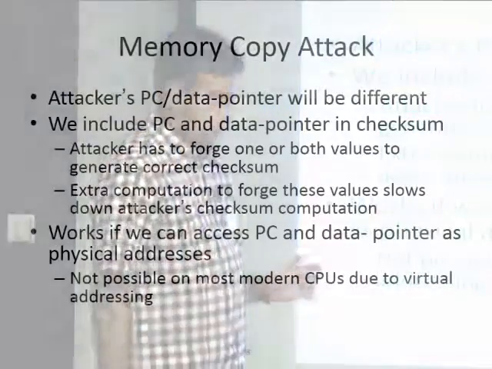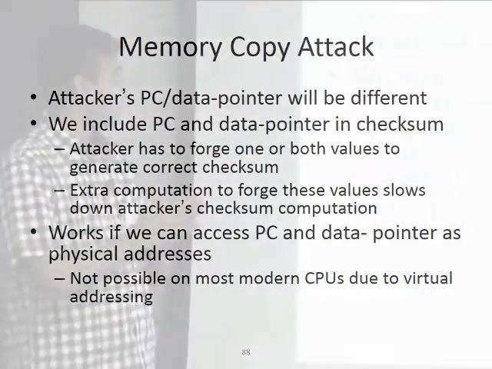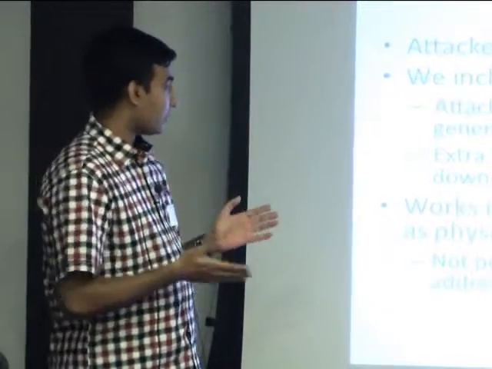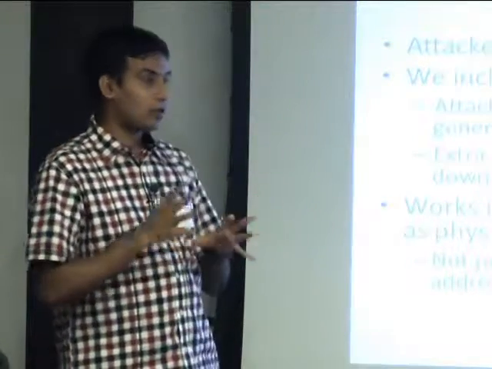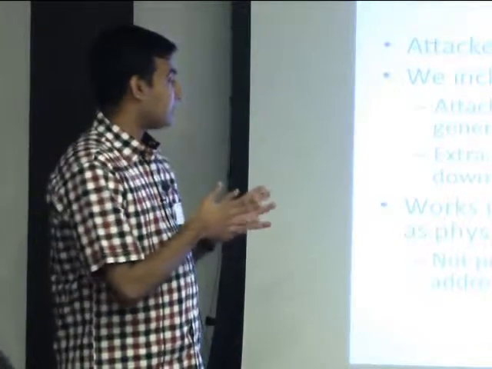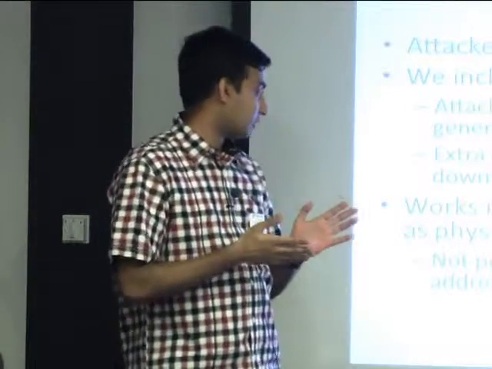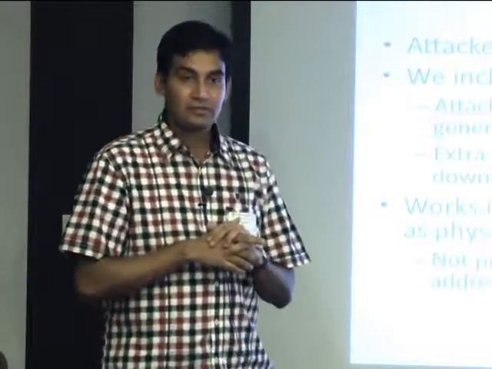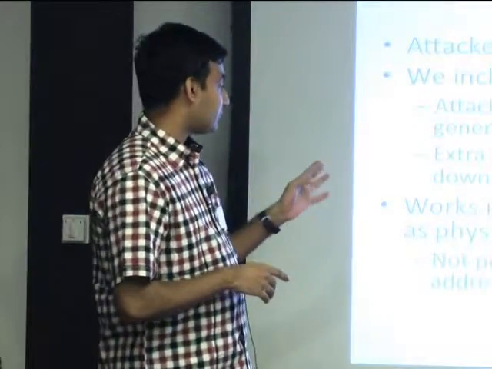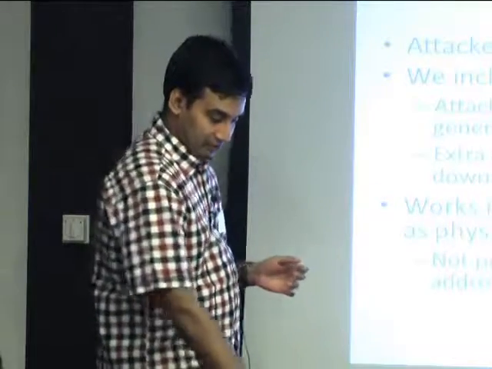Okay, so it appears intuitive that let's just put the program counter and the data pointer in the checksum. Because the attacker has to forge one or both of these values, depending on the kind of variant of attack used, to generate the checksum, we're going to say that this forgery is going to increase the attacker's computation time, right? The trouble here is this only works if you can access the program counter and data pointer as physical addresses, which is pretty much impossible on modern CPUs because you have virtual addressing.